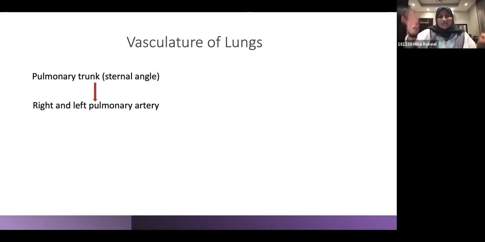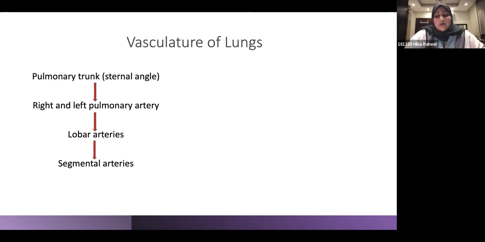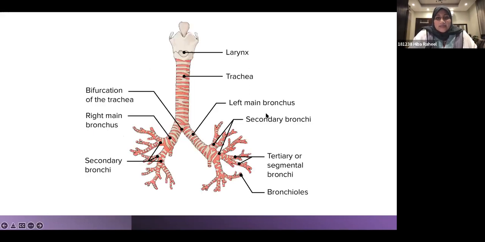The right and left pulmonary arteries then split into lobar arteries. Lobar arteries supply the different lobes of the lungs. Then lobar arteries further split into segmental arteries. Remember how I said everywhere in the body, wherever veins go, arteries follow? But in the lungs, interestingly, wherever bronchioles go, arteries follow. So if we go back to the previous picture, notice that the arteries are named the same way: segmental artery, lobar artery, terminal arteries.